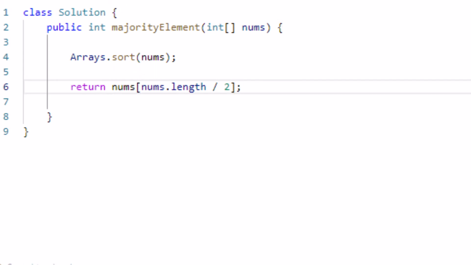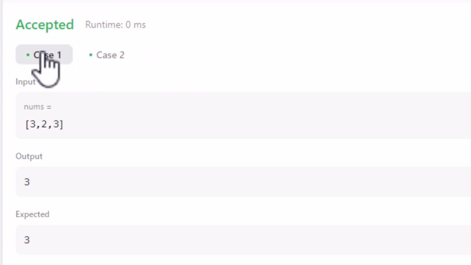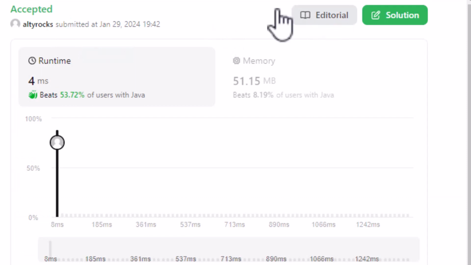Let's run it and see what we get. Accepted. Case 1, case 2. Submit. And that is also accepted.